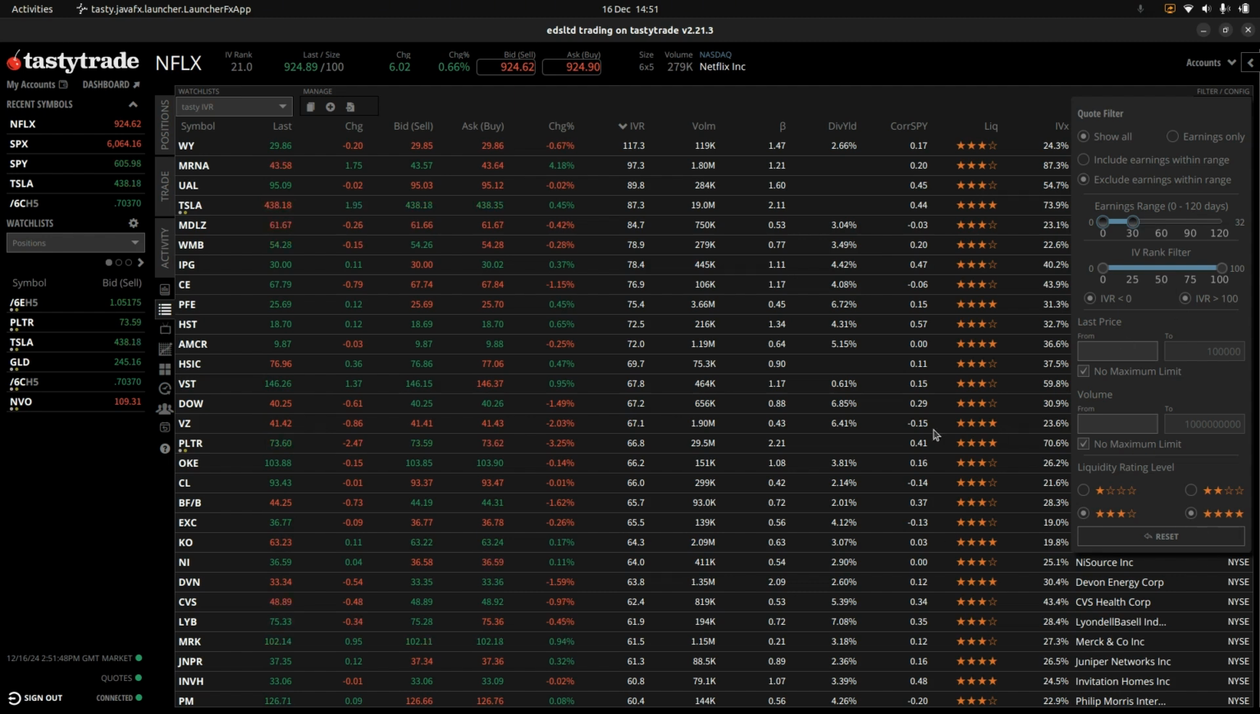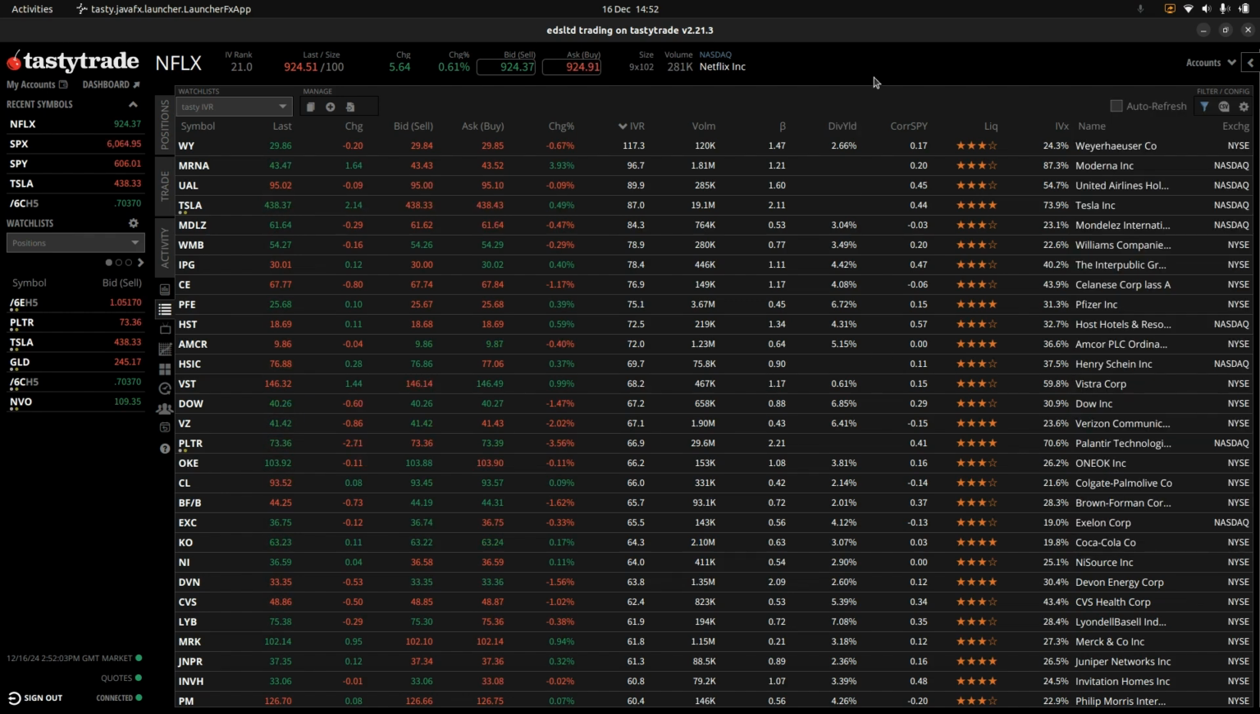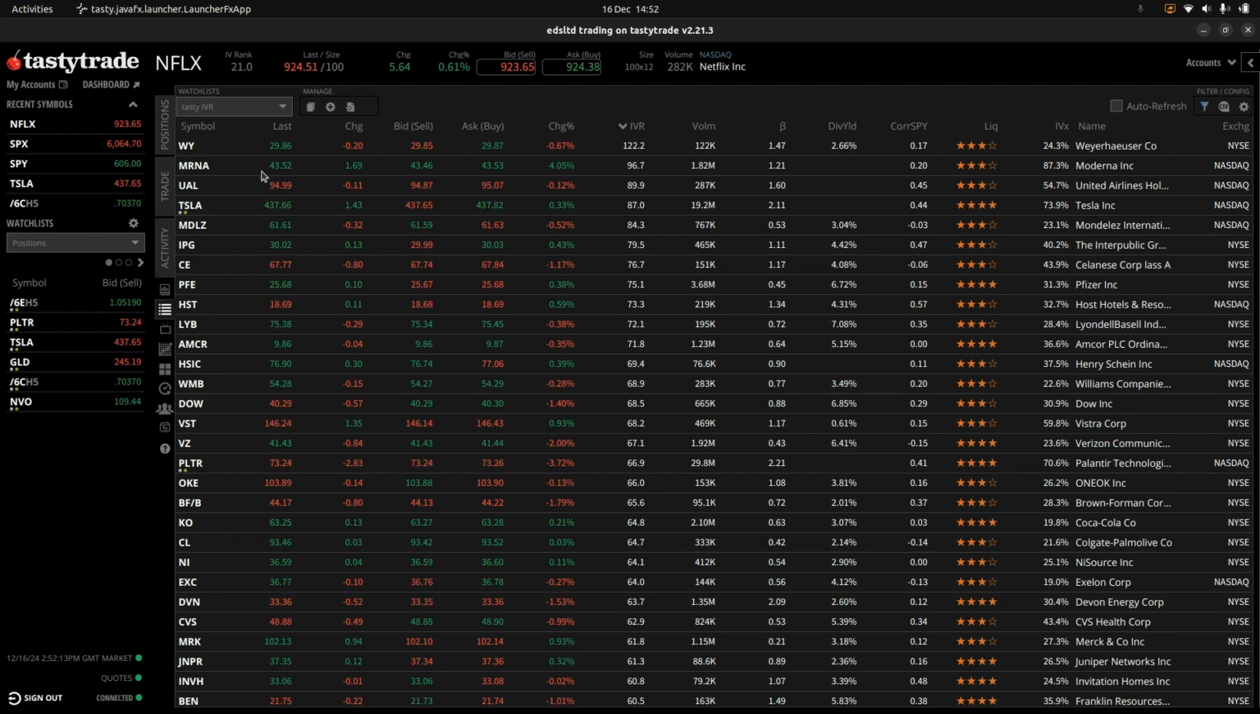So we also want to filter out anything with a low liquidity level. The reason for this is because we don't want to trade anything that's going to be difficult to get in and out of, and we also only want to be paying tight spreads, not wide spreads. So at this point, we just go down the list and we see what would fit well inside of our portfolio. This is just a standard, basic, pre-made watch list.